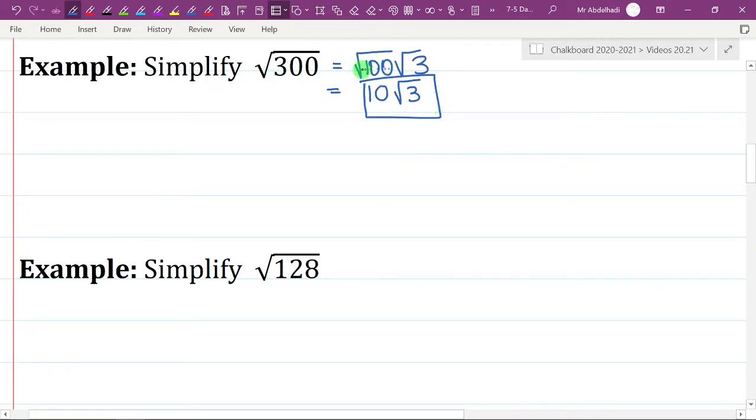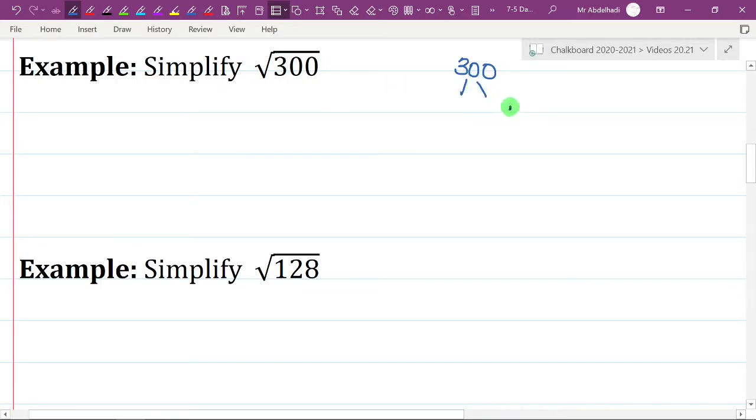But how did I know that 100 was in there? Well, because it's a really easy situation here. You know, 300, obviously 100 is in there. But the numbers are usually not that simple. So what we do to make sure that we find the right numbers is we create what's called a factor tree. We take the 300, or whatever number's inside the radical, and we break it all the way down to prime numbers, okay? So here's how you do this.